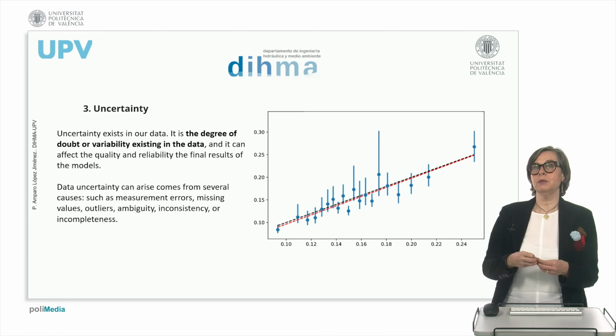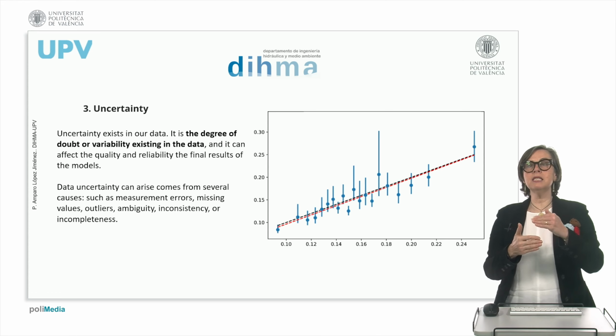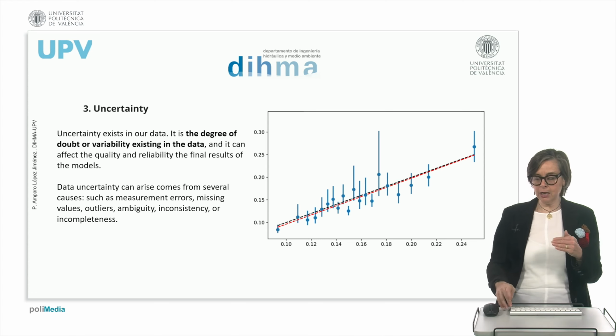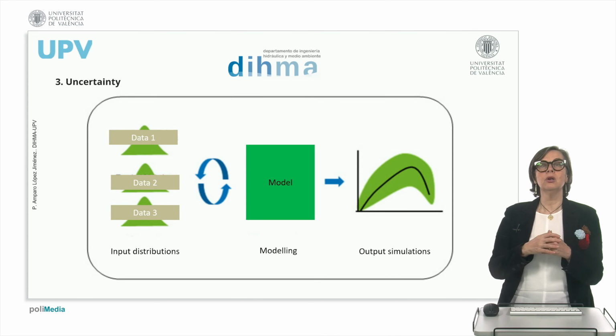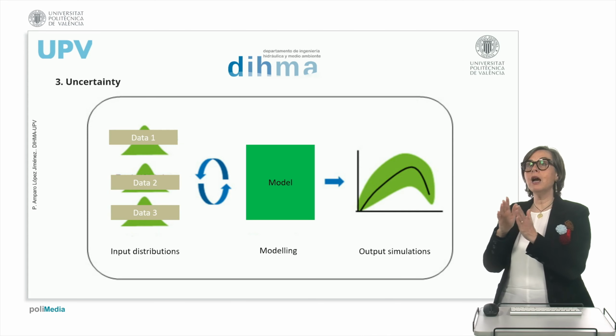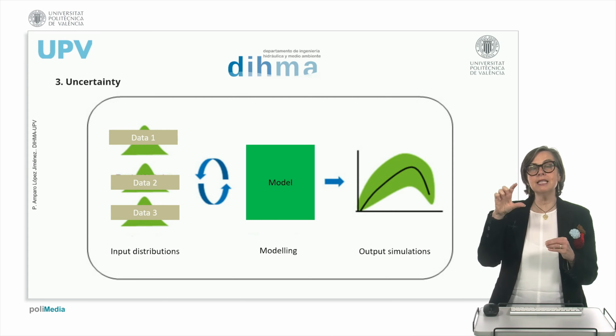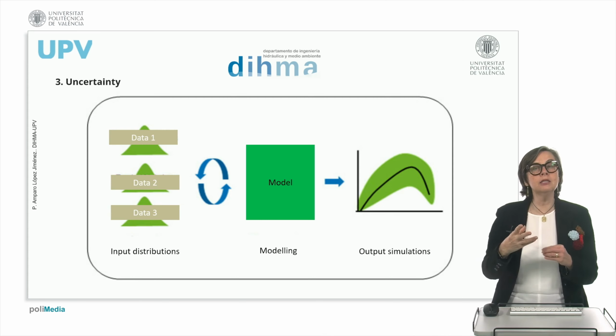Data has uncertainty in terms of existence of variability inside the data we have. And this uncertainty is transmitted inside the model across uncertainty analysis. We have input distributions with some sort of problem of data, and after modeling we have output simulations that also have to have confidence intervals and non-deterministic solutions to consider that we have some sort of uncertainty in our data.